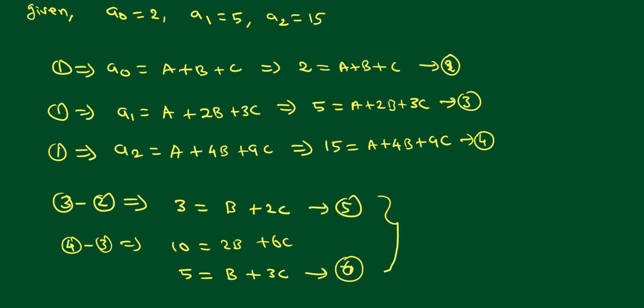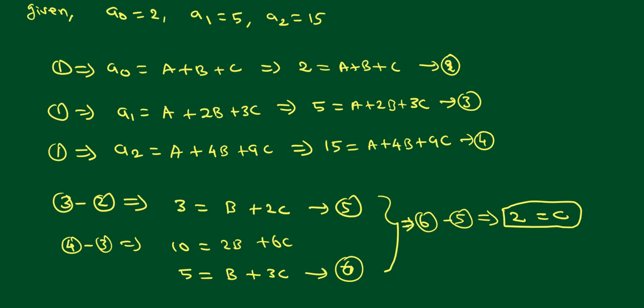So what do you have to do? Now you can subtract 6 minus 5. With the help of these two equations, if you are doing 6 minus 5, you are getting 3 minus 2, which is 1. B minus B is 0. 3C minus C is 2C, so then I got C is equal to 2.